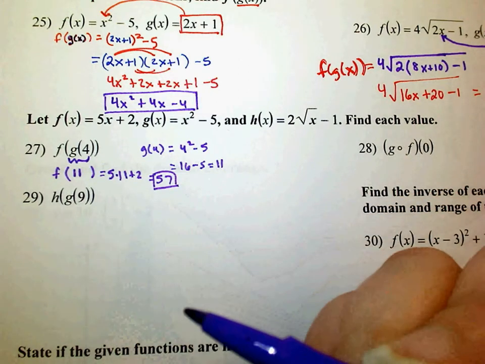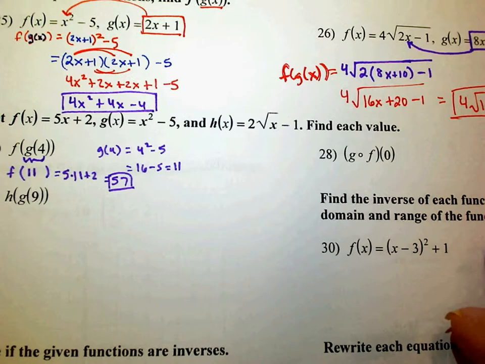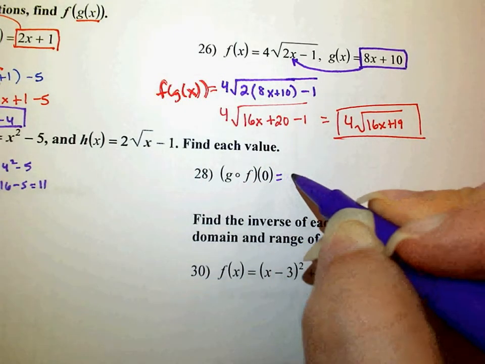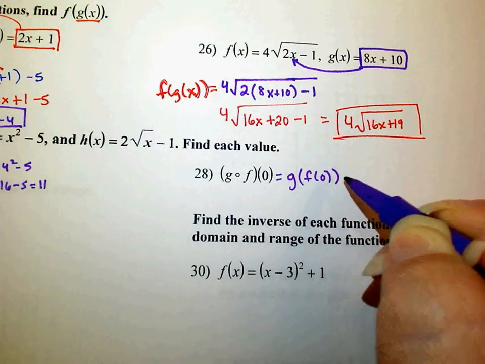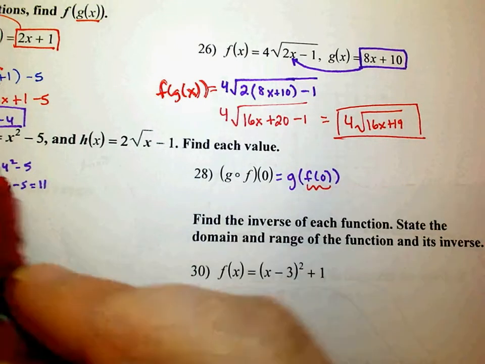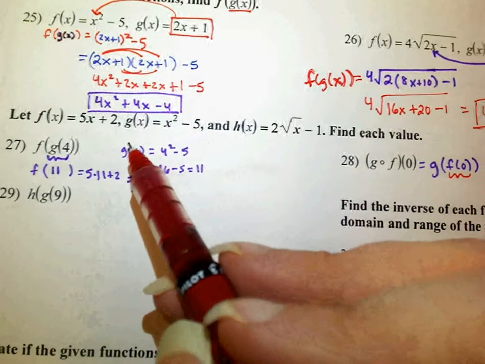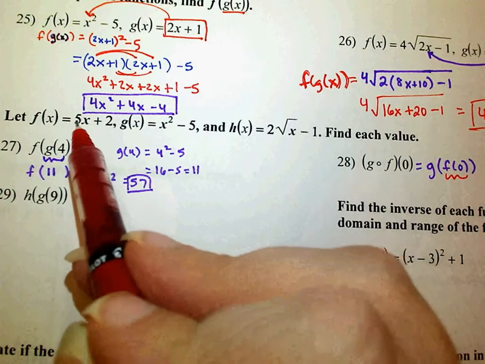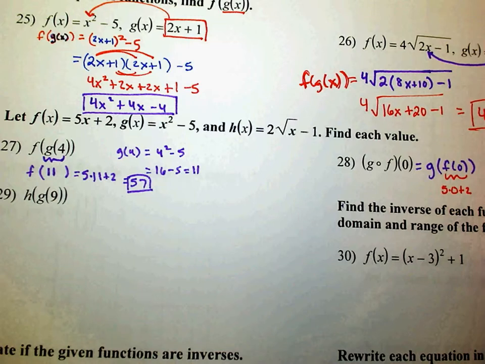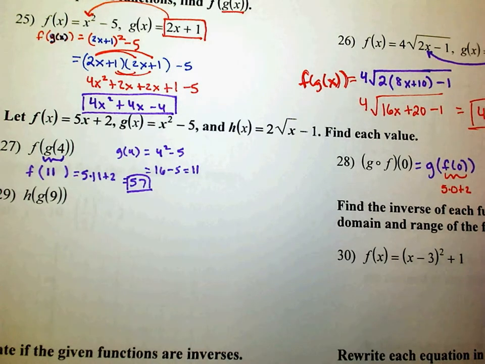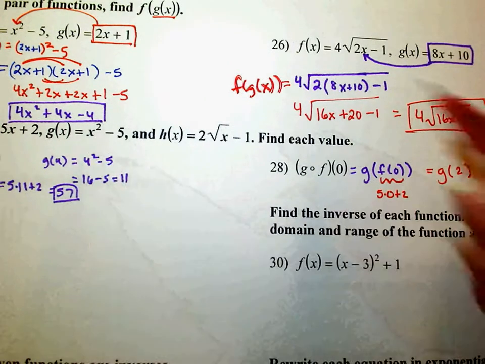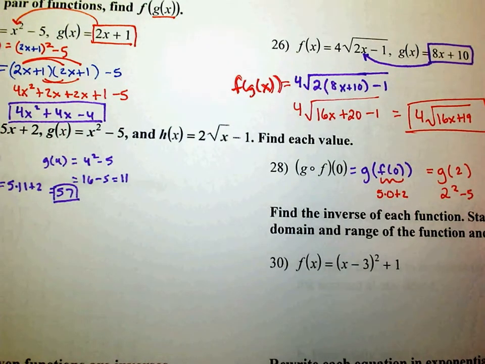Okay? Inside function first. Now what you have to remember is that this is the same thing. This means g of f of 0. So you want to find the inside function first, f of 0. So I'm going to go to f, and I'm going to plug in 0. f of 0, 5 times 0 plus 2, that's just 2. So now I'm finding g of 2. So now I'm going to plug 2 into g. So 2 squared minus 5, that's 4 minus 5, that is negative 1. And there's my answer.